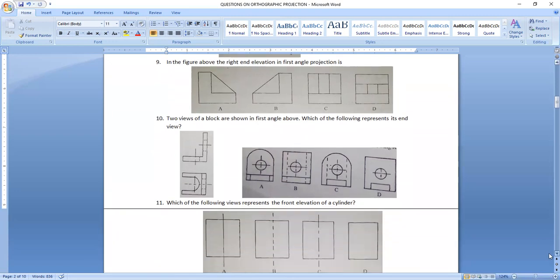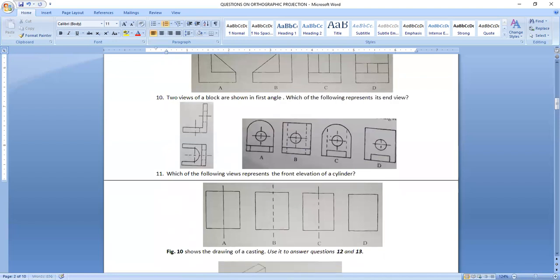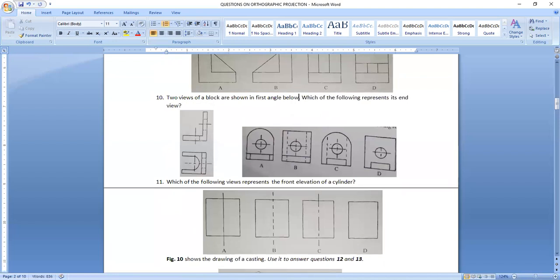Then we move to question 10, which is that two views of a block are shown in first angle below. It is not above, it is below. Okay. So shown in first angle below. Which of the following represents its end view? So this is the front view and this is the plan. So if the object is being viewed in this direction, what will the end view be? I'm taking option A as the answer to the question.